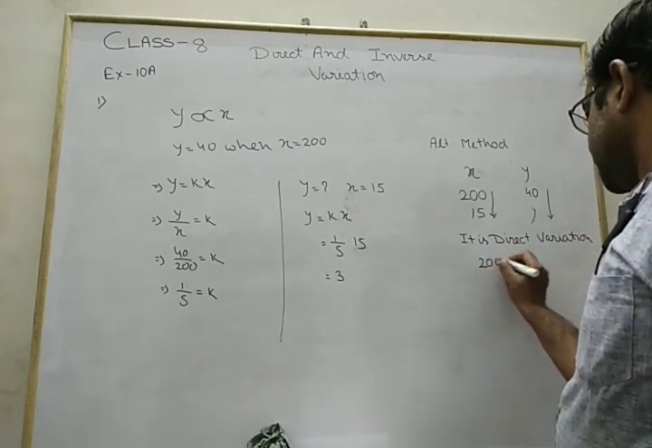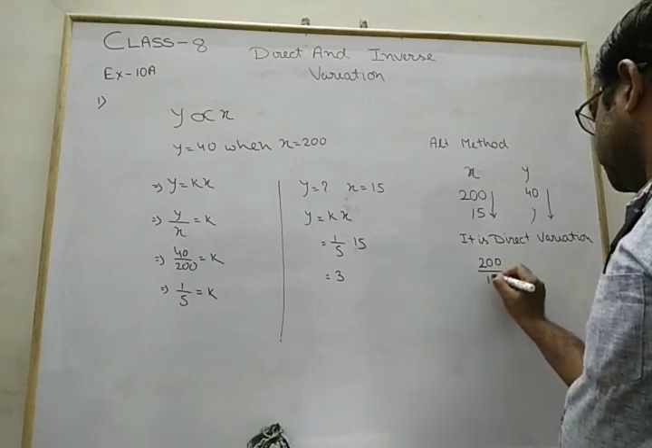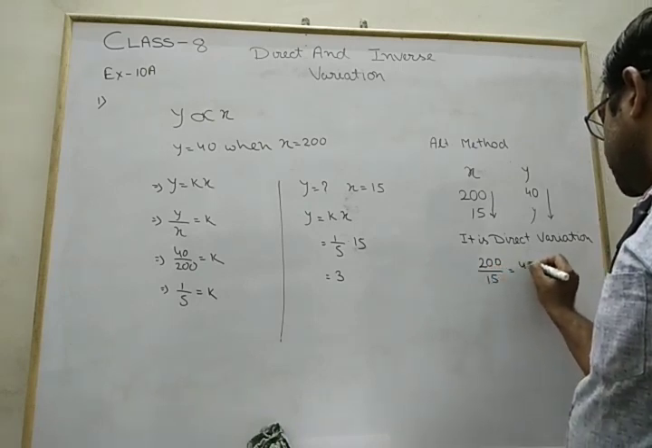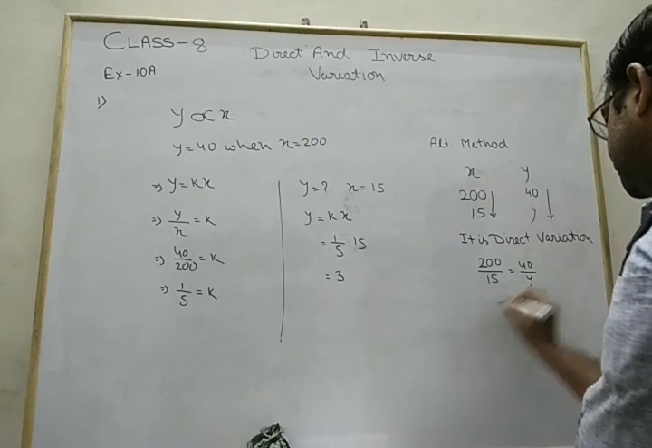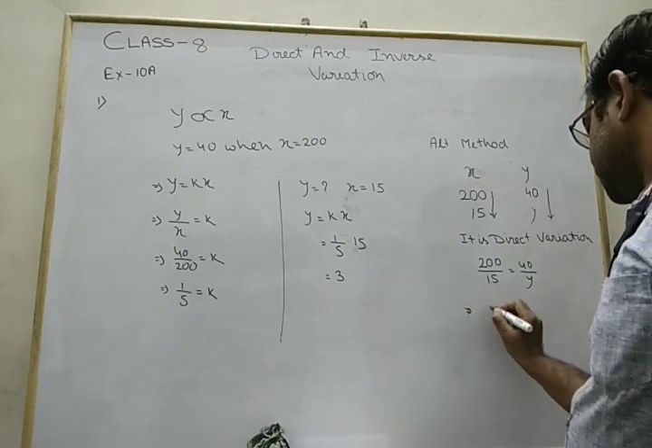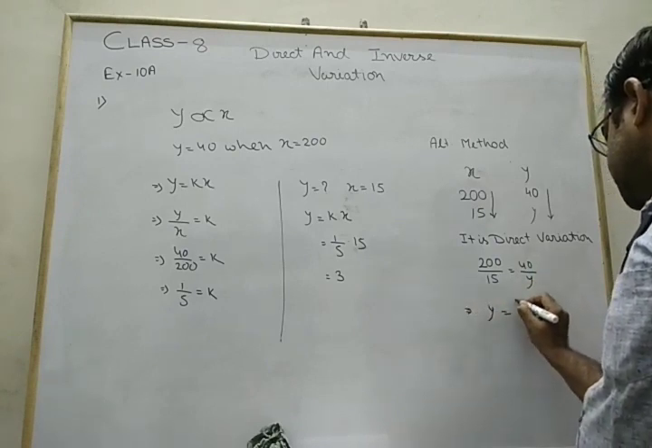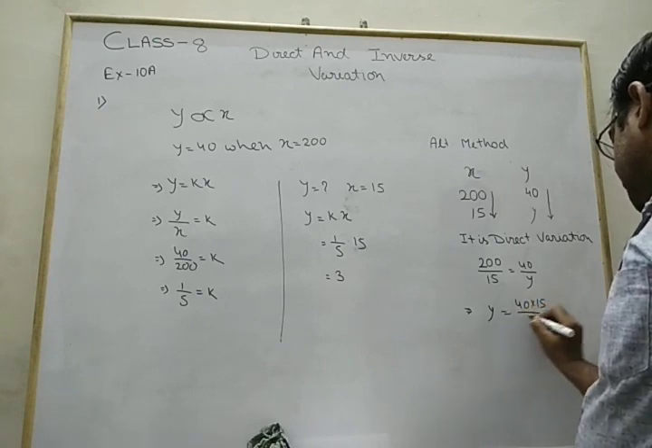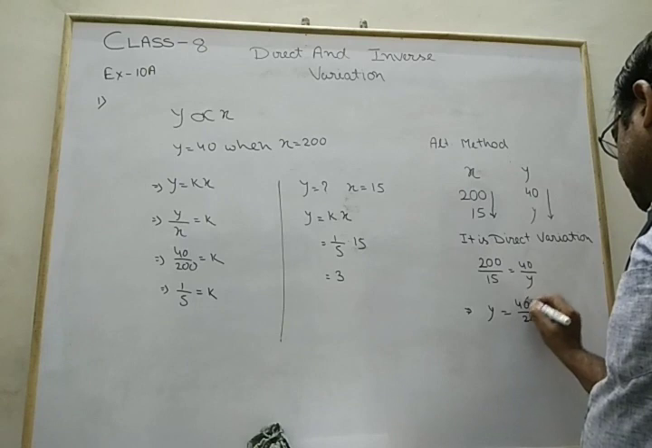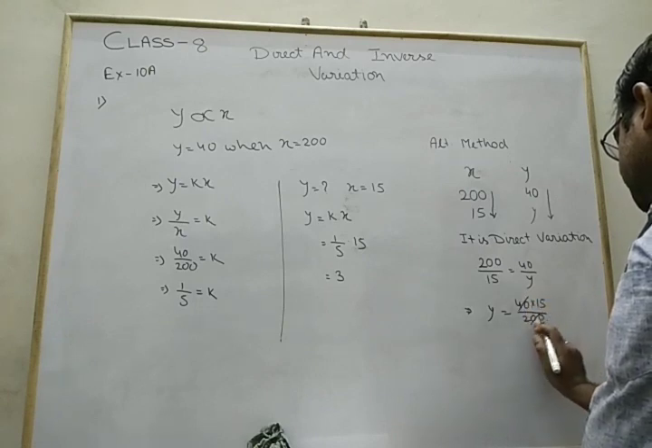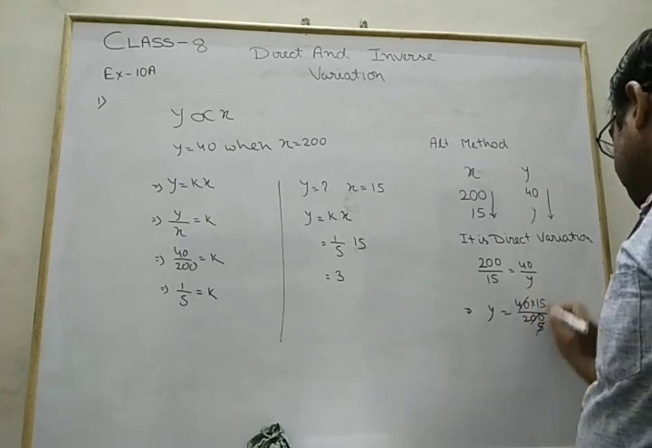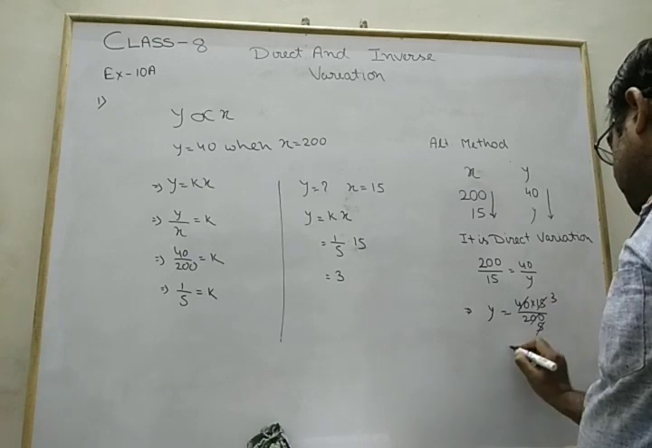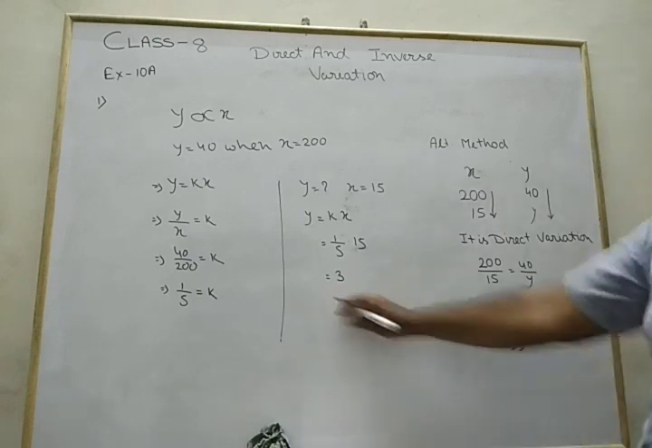So 200 upon 15 equals 40 upon y. By cross multiplication, we have y equals 40 into 15 by 200. 45 is a 5, 3 is a, the value is 3. The same answer in both methods.